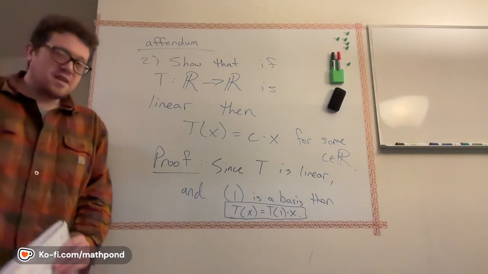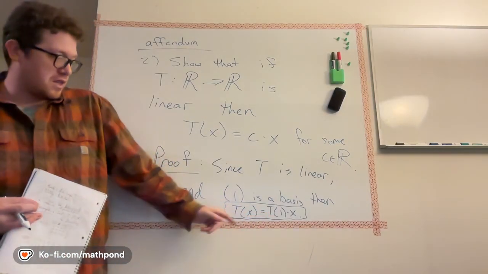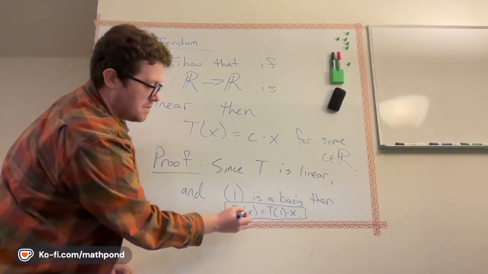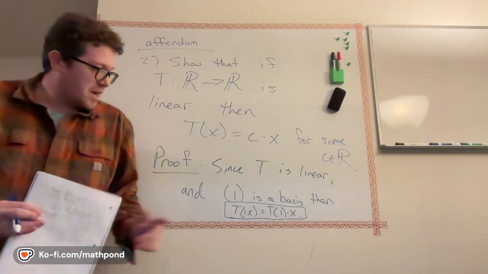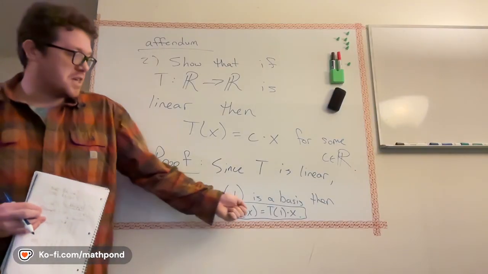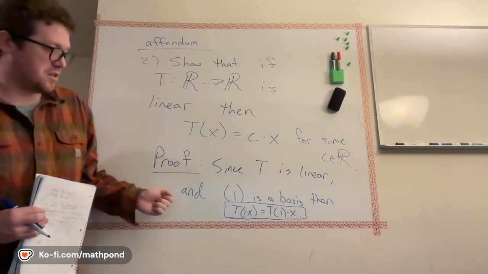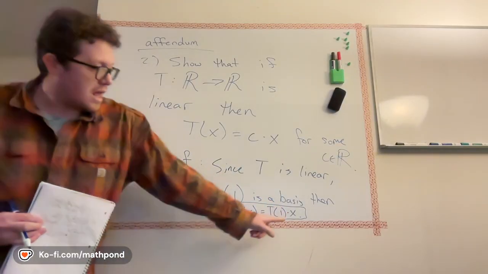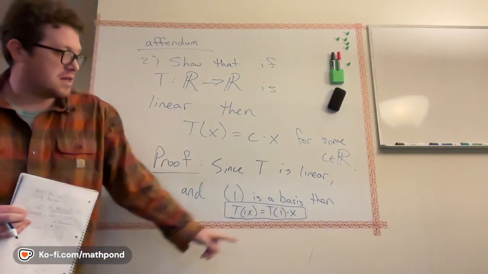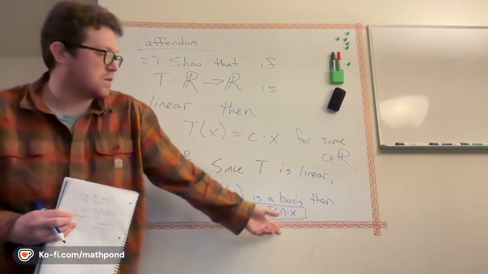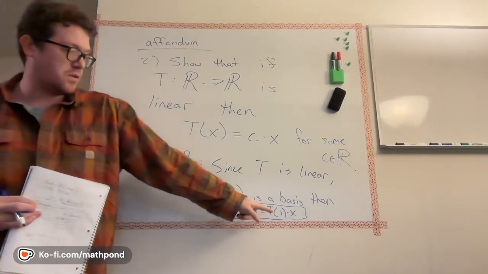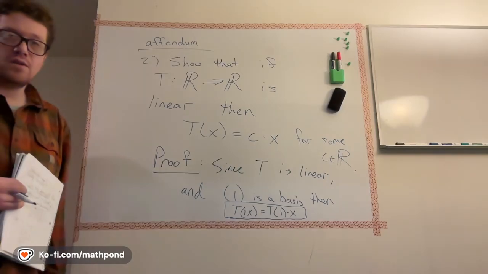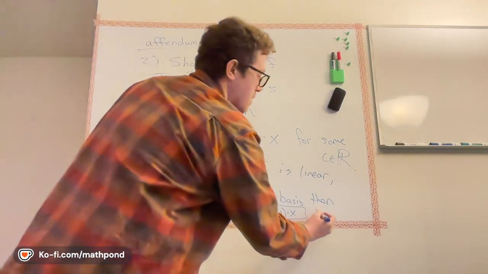And then we're basically done because T of 1 is some number, and I'm using the linearity property to pull the x out, basically. So we have 1 times x here. And because x is a real number, and this is a linear transformation, I can pull the x out of the transformation. So T of 1 times x is equal to T of 1 times x. And since T of 1 is just some constant, then that's our c, and we're done. So we proved that T of x is equal to some constant times x. And that's it. That's all you have to do. So that's that.